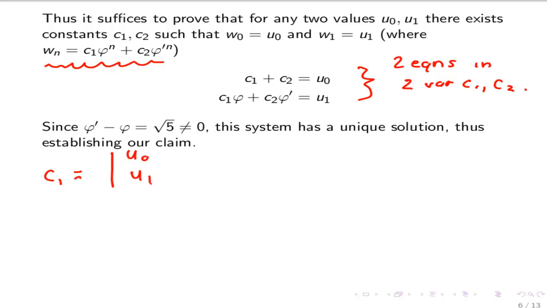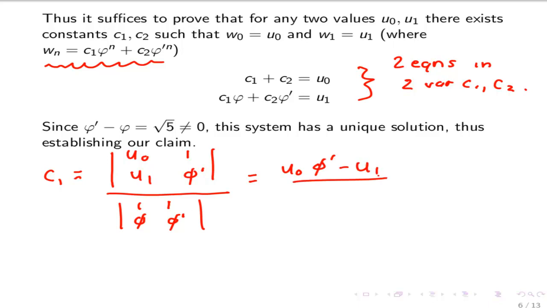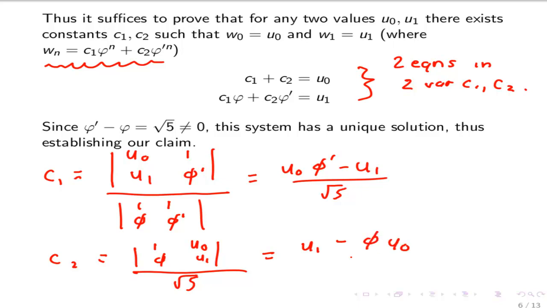So you just put U0, U1, 1 phi prime over the coefficient determinant, like that. And so this is U0 phi prime minus U1 over phi prime minus phi, which is just square root of 5. And likewise, C2 would be the determinant where you put the second column as U0, U1, like that, over the same denominator. And we get U1 minus phi U0 over square root of 5. Okay, so that proves the claim that every recurrent sequence is a linear combination of this type.